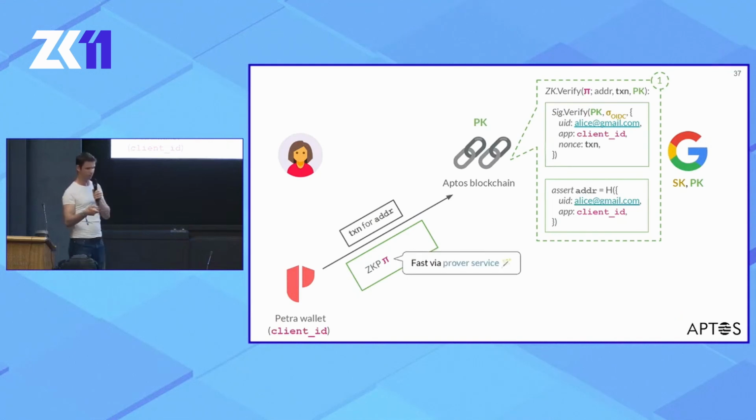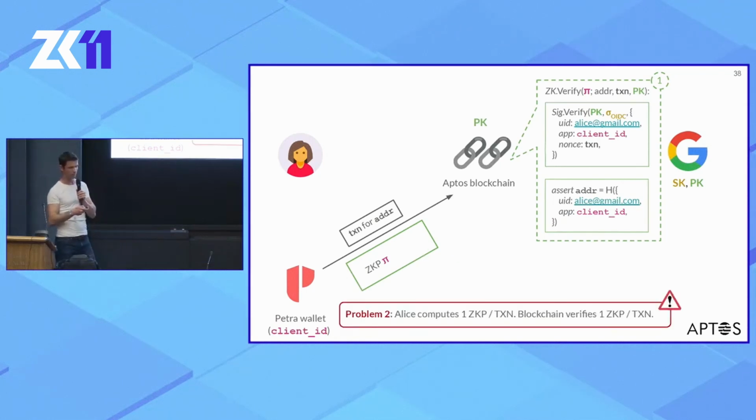Because in particular, the prover service will learn the secret witness, so it'll learn the email address and the client ID. Nonetheless, I should say, it's very important to emphasize here that the prover service cannot steal your funds. I'll describe that in a second as well. Nonetheless, there's still more problems left. So as you can see here, Alice has to compute 1 ZKP per transaction, and the blockchain has to verify 1 ZKP per transaction. So we don't like that for performance reasons.